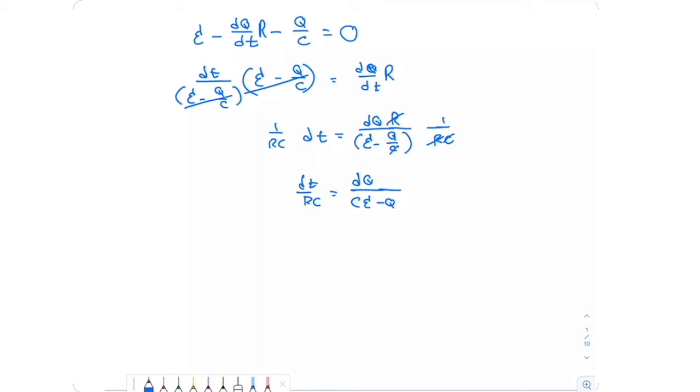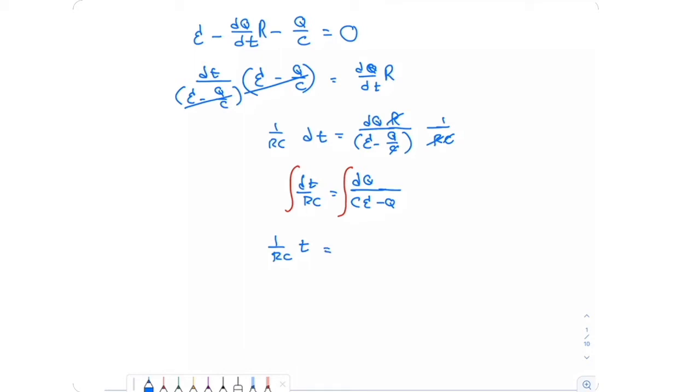So I'm trying to solve for the charge as a function of time. And what I have here is called a differential equation. It's an equation that has charge and time in it, but it's the derivative of time and the derivative of charge. So in order to solve this, I actually have to integrate both sides to get rid of that differential. On the left, I have this constant 1 over RC times the integral of dt, which is just t.